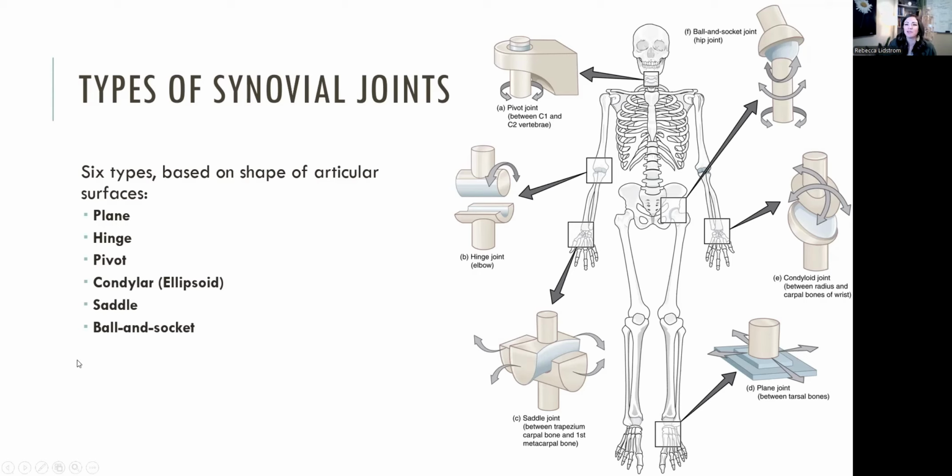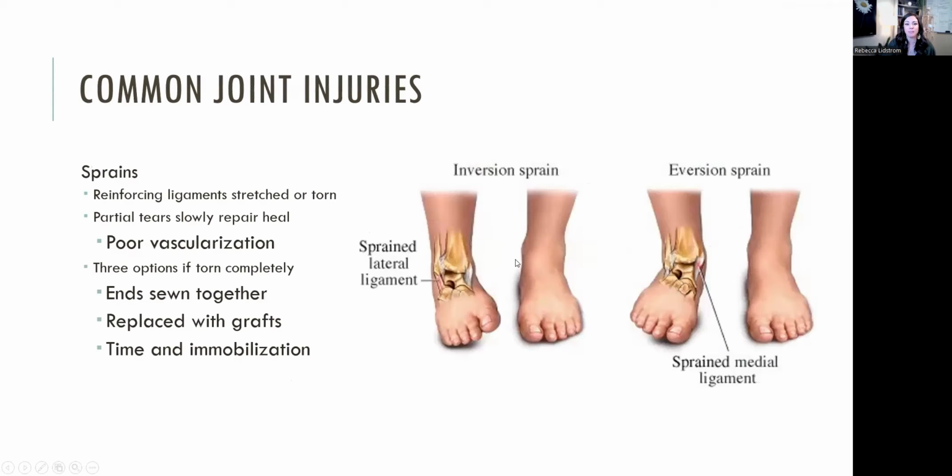Then the next one is the ball and socket. In the ball and socket, we have places like our hip or inside of our shoulder. All right, so take some time to go back into these charts and make sure that you're studying them. Make sure you understand where we find these types of joints inside of our body.